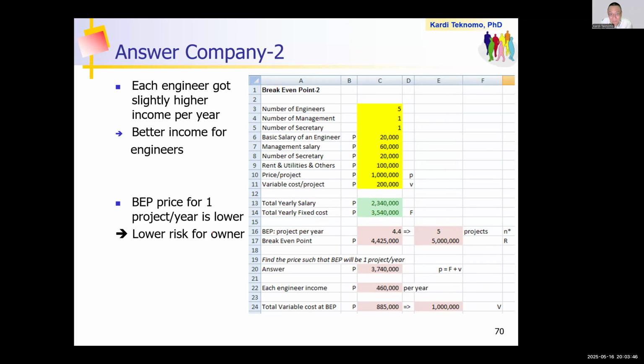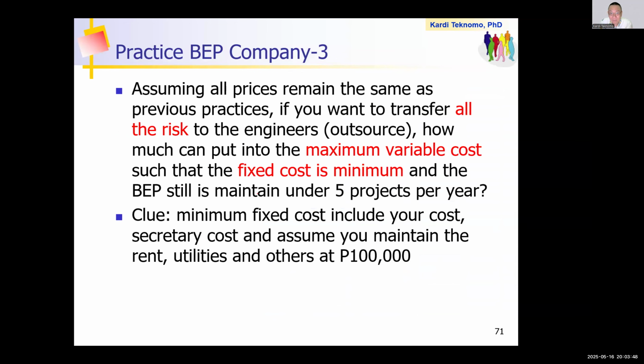Okay, so this is assuming all the prices remain the same. So can we, if you want to transfer all the risk to the engineer, in that case you will do what is called outsourcing. In this case, you will put the maximum variable cost and then the minimum fixed cost.